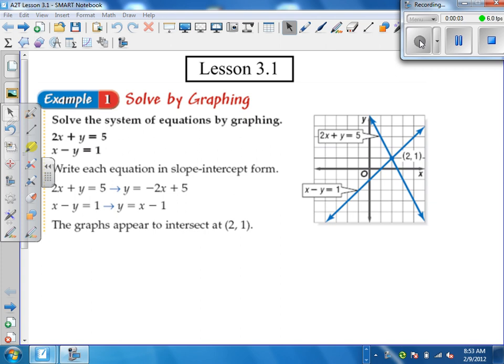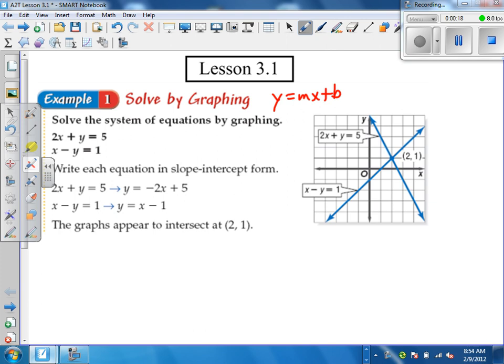In lesson 3.1, we're going to look at solving systems of equations by graphing. This is a little bit of review. You've done this in the past, but you want to get everything in slope-intercept form. We want to be in y equals mx plus b form, and then graph the lines.